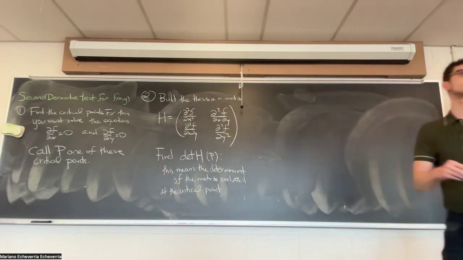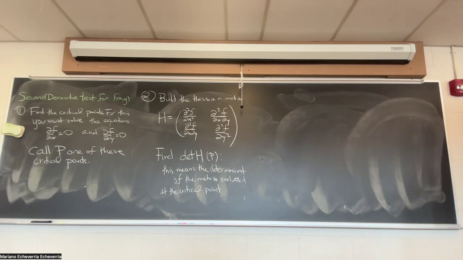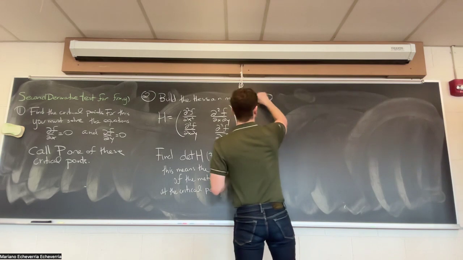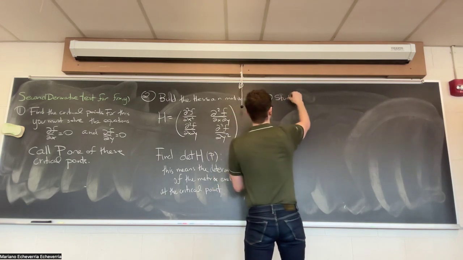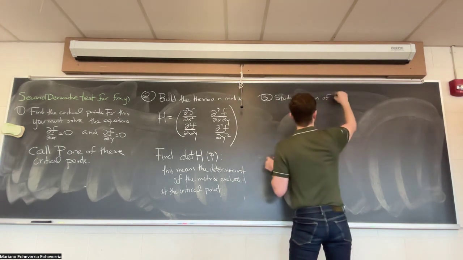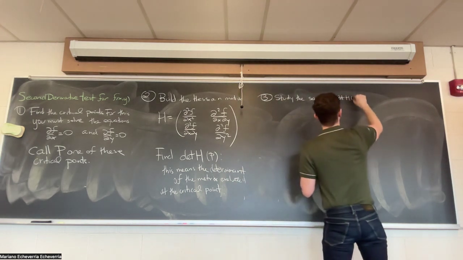The second derivative test essentially depends on what this number is. The determinant, if you remember, is just a number. And what we care about in this case is its sign, whether it's positive, negative, or zero. That's the first thing you have to look at, so you study the sign of the determinant quantity.